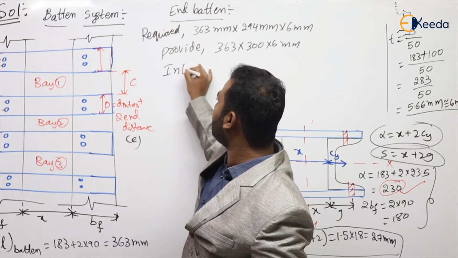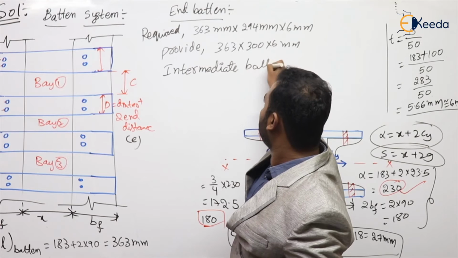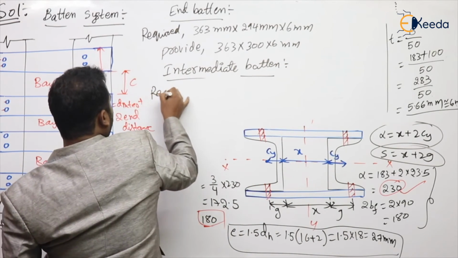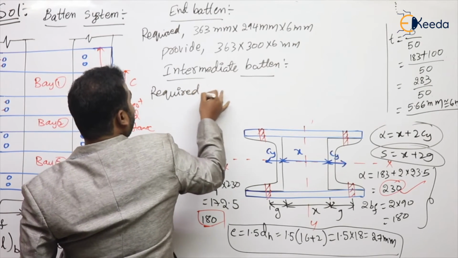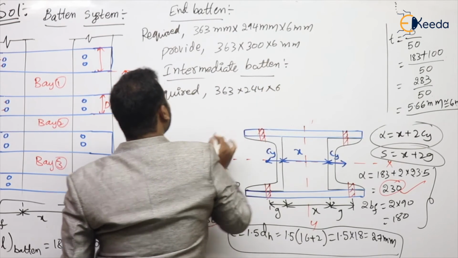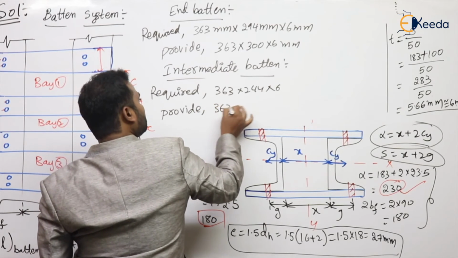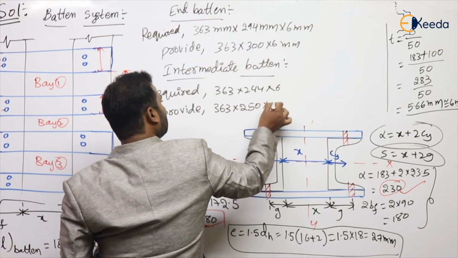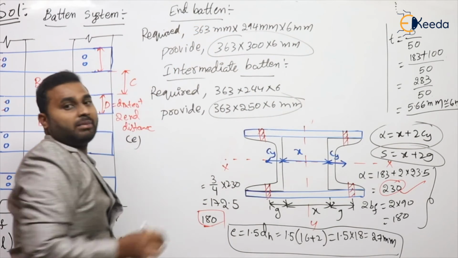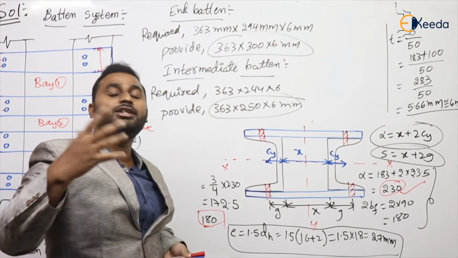And coming to the intermediate batten, required is 363 into 244 into 6. Now provide 363 into 250 into 6 mm. Is that clear? So these are the provided dimensions for end and intermediate batten. With this, the dimension determination is completed.